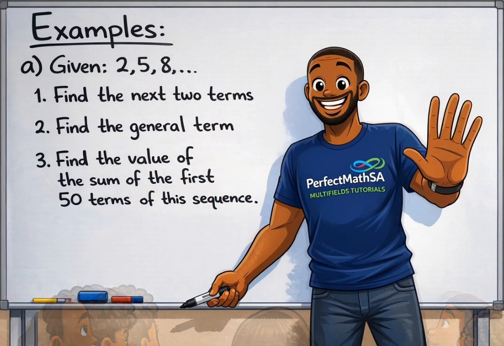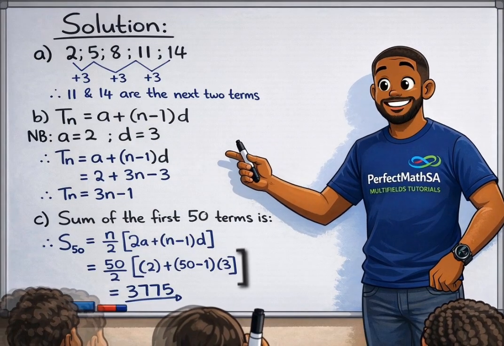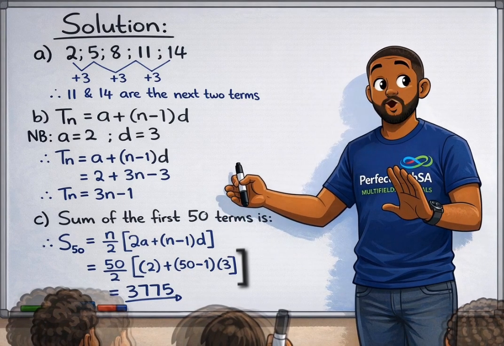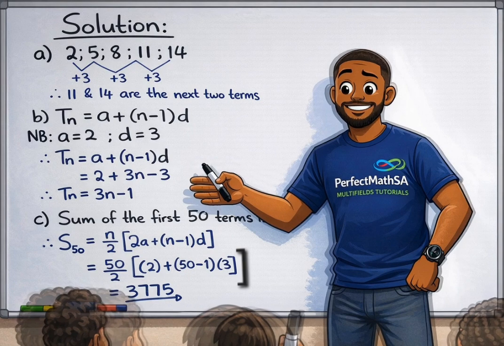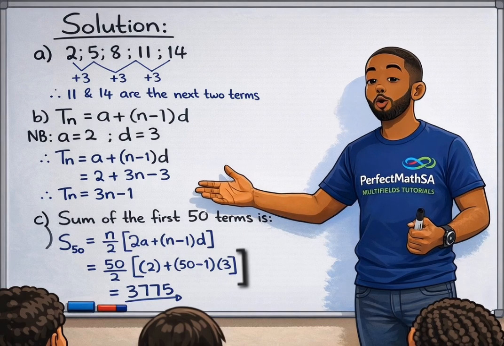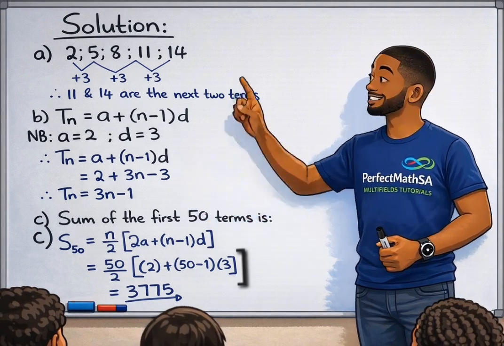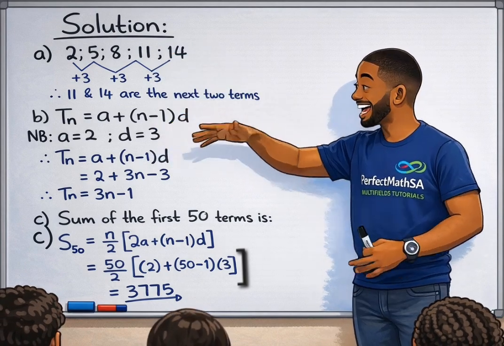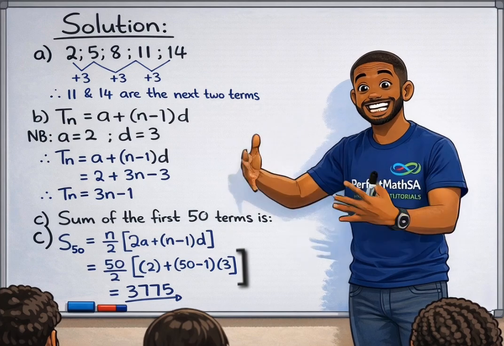Let's see the answers. The first step is to figure out the pattern. Here we see that from 2 to 5 and from 5 to 8 is by adding 3. So to get the following terms, we do the same. 8 plus 3 is 11, and 11 plus 3 is 14. To find the general rule for finding the nth term, we first identify the first term as 2 and the constant difference as 3. And then we substitute this into the Tn formula.